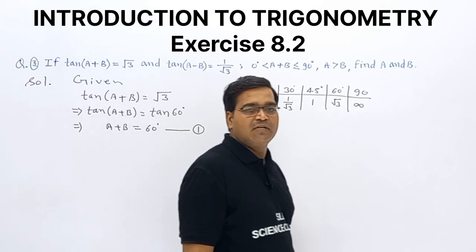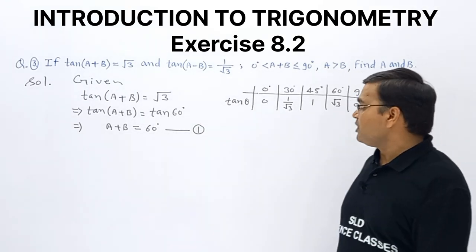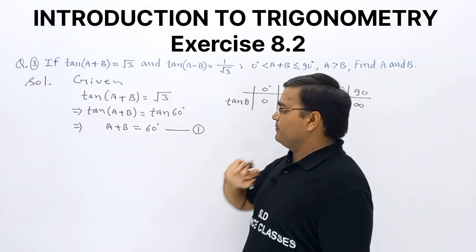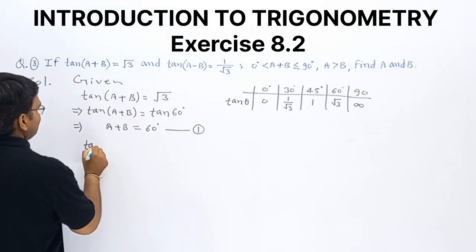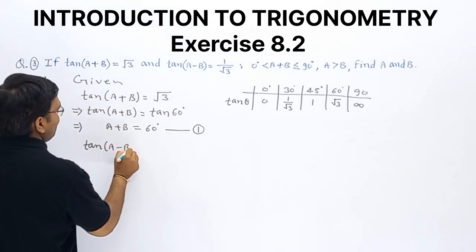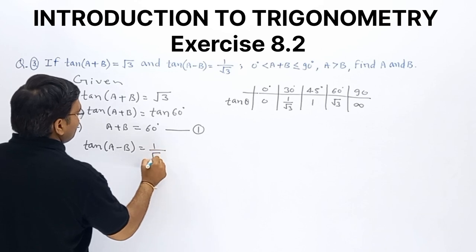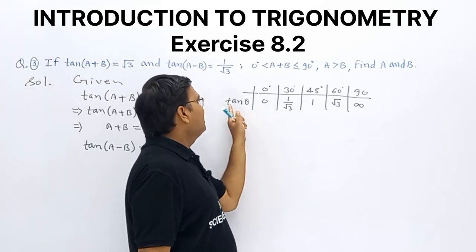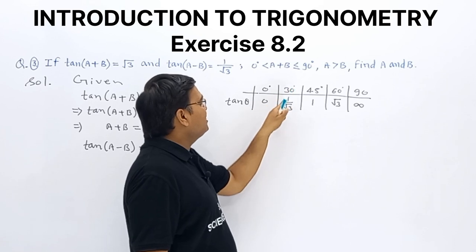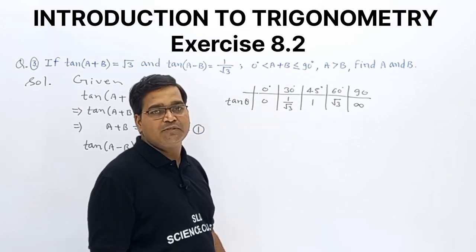Clear? Now for the next one, tangent A minus B, observe, tangent A minus B is 1 upon square root of 3. And where do we have this value? At 30 degree. In tangent theta, when theta equals 30 degree, we get 1 upon square root of 3.